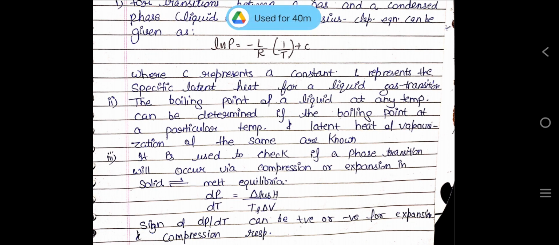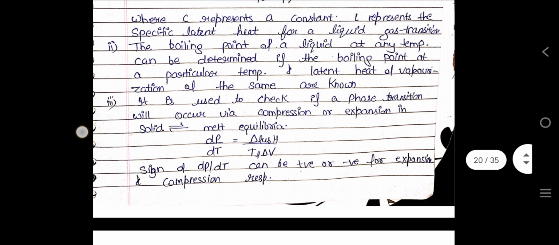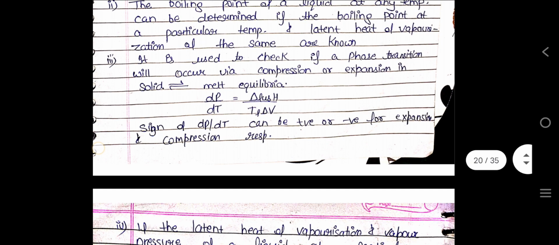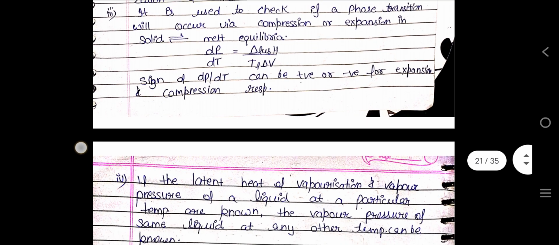After converting to common logarithm, we get 2.303 log P2 by P1 is equal to del vaporization H by R into (1 by T1 minus 1 by T2). So log P2 by P1 is equal to del vaporization H by 2.303 R into (1 by T1 minus 1 by T2). This is the integrated form of the Clapeyron equation.